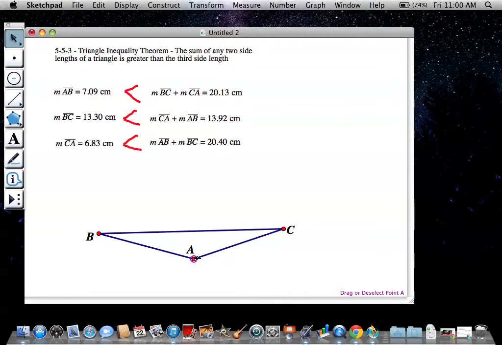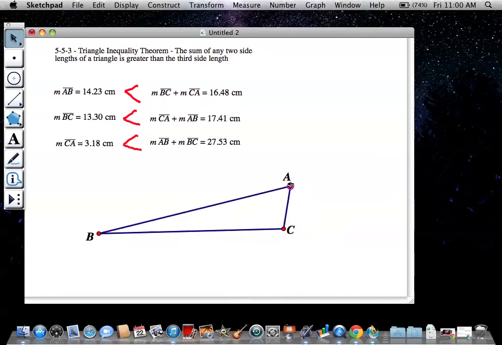Now if you'll notice here, 16.48, 16.48. But if you look, is this a triangle? Nope, it's a straight line. So it's not a triangle, so this theorem doesn't hold true. It has to be a triangle. So any triangle we make, the sum of two sides is always bigger than the side left out. So that's chapter 5, section 5.